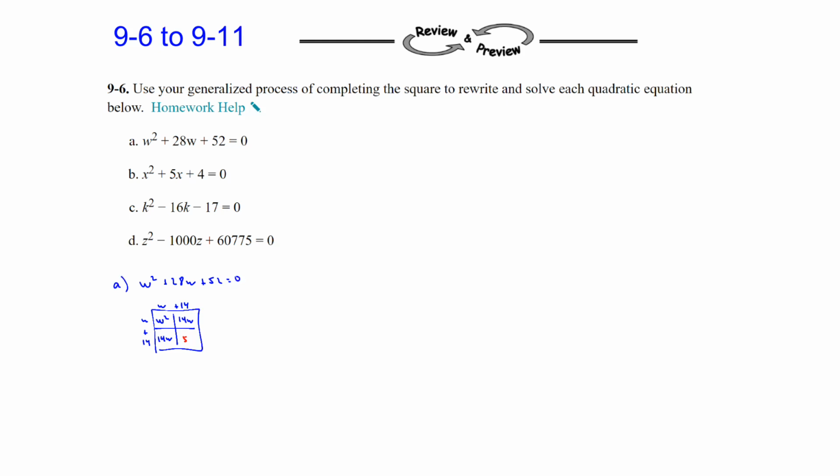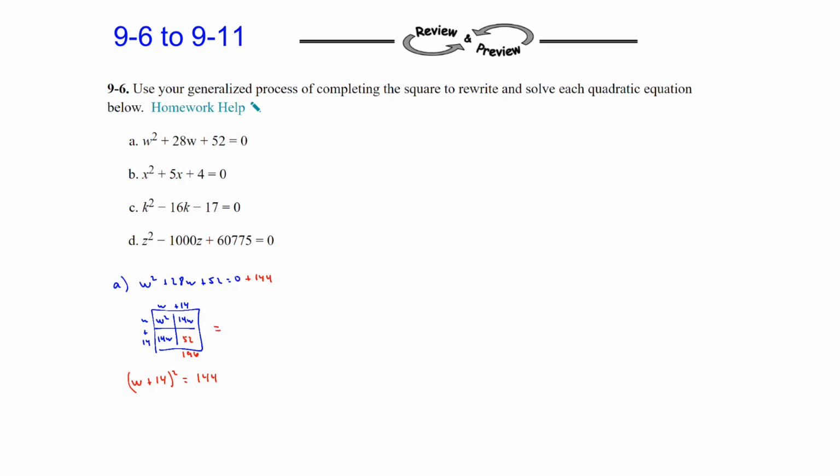tiles, but how many do we need to complete the square? Well, we need 14 times 14, which is 196. So we are definitely short. So we need to add 144 more tiles. So we have w plus 14 squared, because that's the square part. We need to add 144 more tiles. So therefore, this is equal to 144.